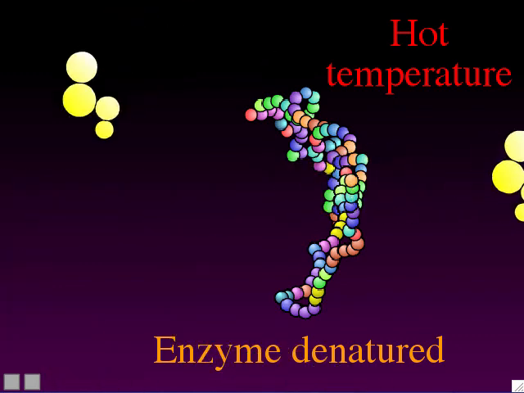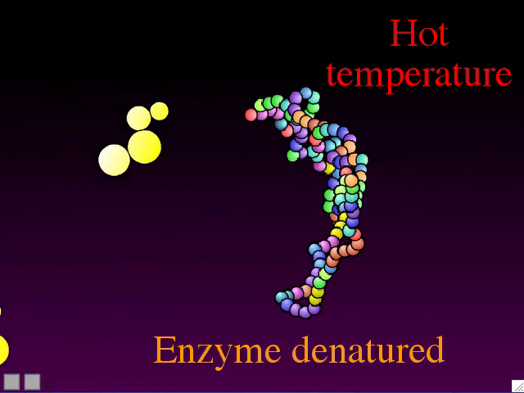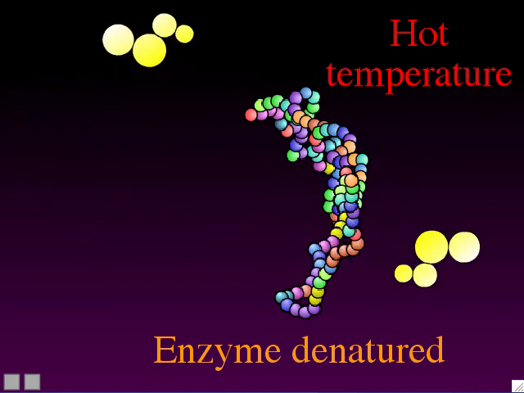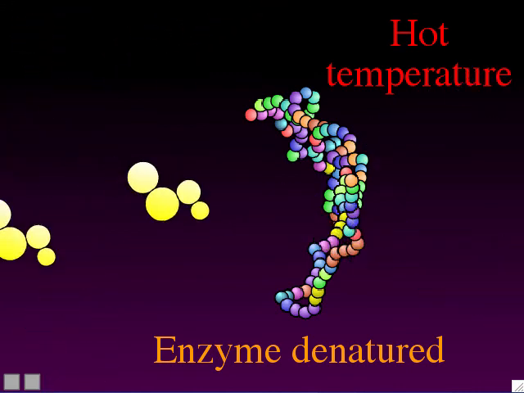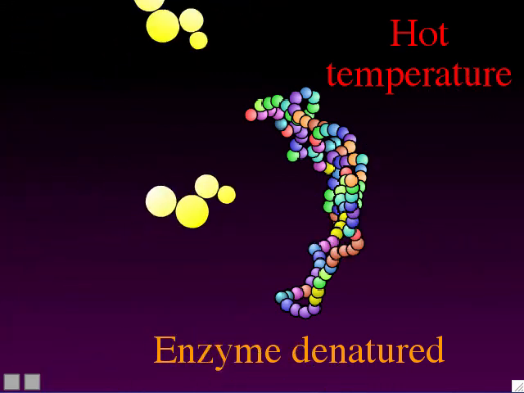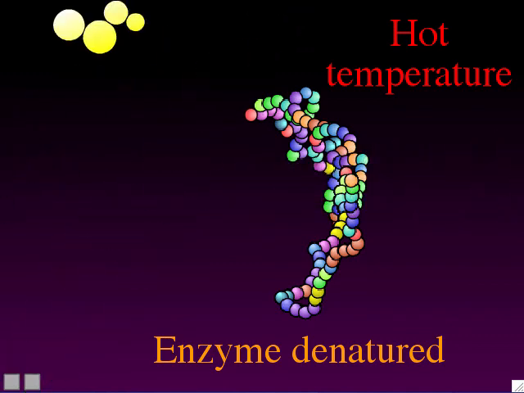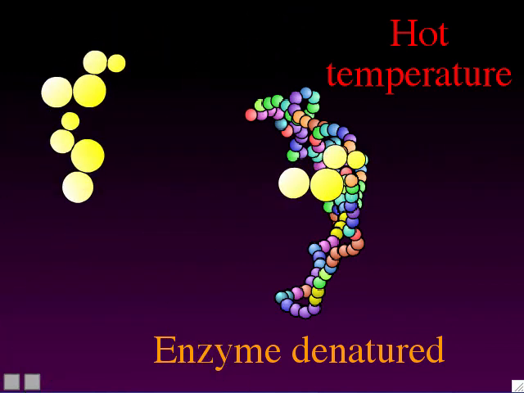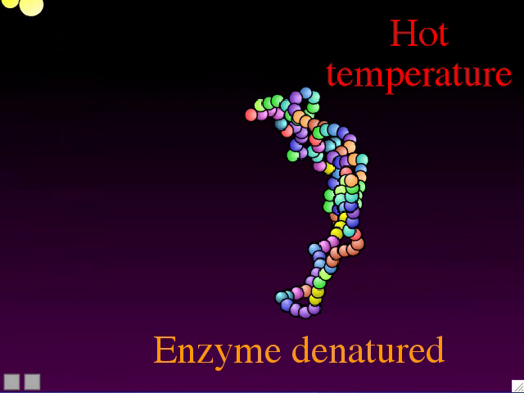And incidentally, when an enzyme becomes denatured, the enzyme is permanently denatured. In other words, if we were to take this enzyme and lower it back down to normal body temperature, the enzyme would not refold itself. Again, when enzymes get denatured, they get permanently denatured.